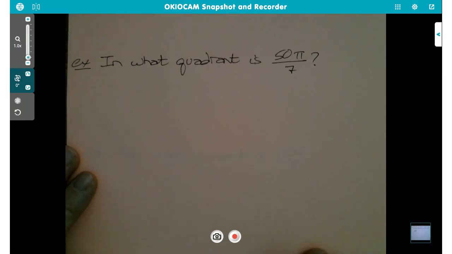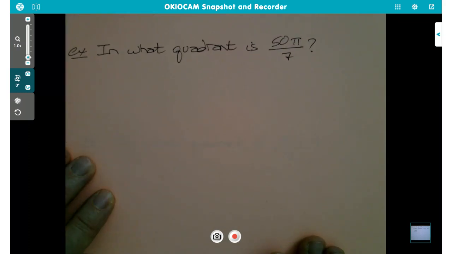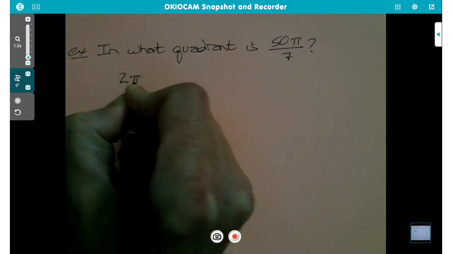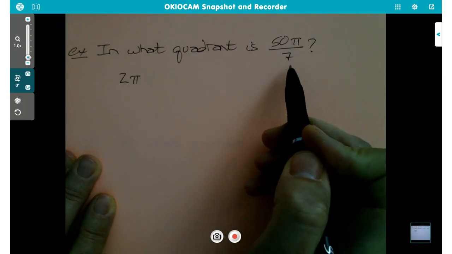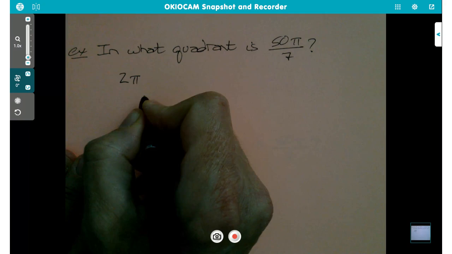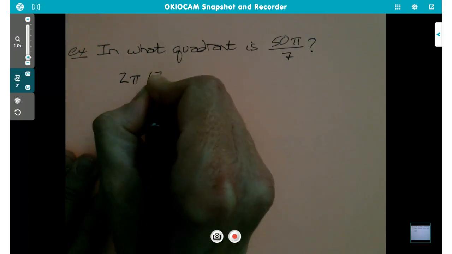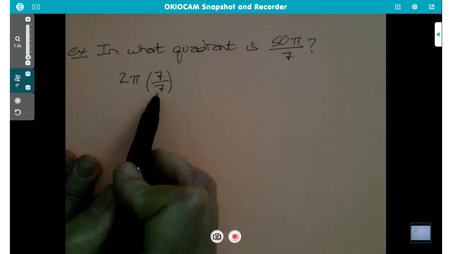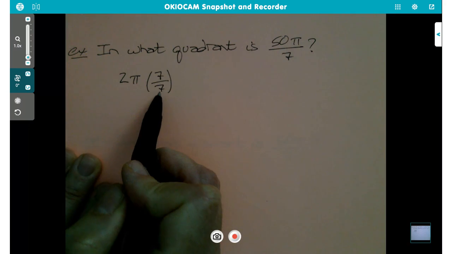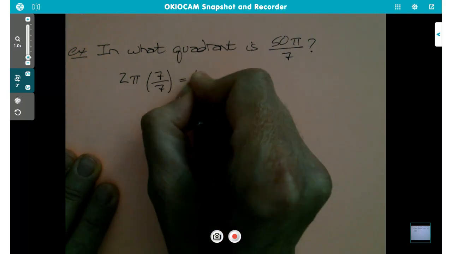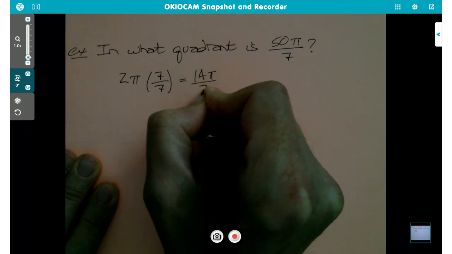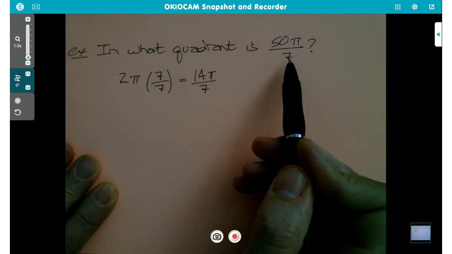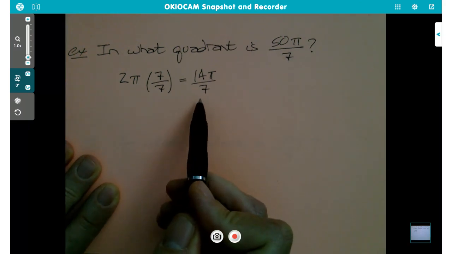So let's see. What quadrant is 50 pi over 7? I don't know. I know 2 pi is all the way around, and this is 50 pi over 7. It might be nice to know what is 2 pi if it had a denominator of 7. I'm going to be adding and subtracting multiples of 2 pi. Common denominator, all that fun stuff still applies. So that's 14 pi over 7. Yeah, I don't know. That's more than 2 pi. 50 pi over 7 is a lot more than 14 pi over 7, so I can't tell.